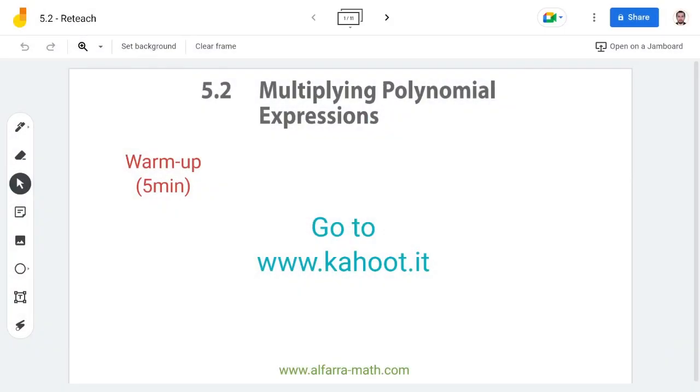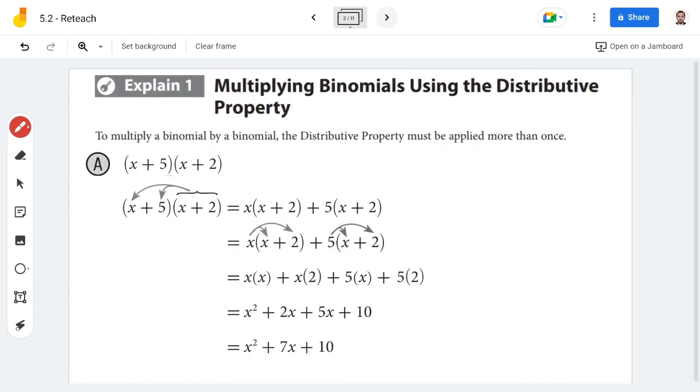Today we're going to start 5.2, multiplying polynomial expressions. You can find all the lessons on my website, alfaramath.com. Now, multiplying polynomial expressions, we need to multiply the expressions.